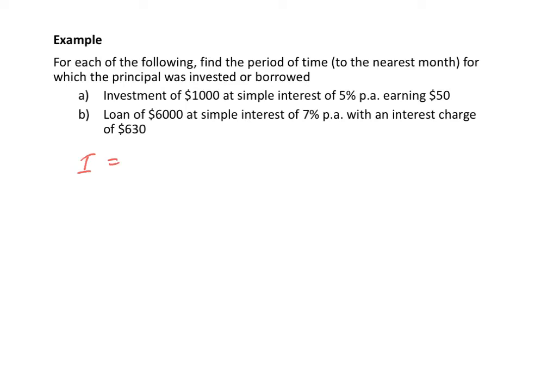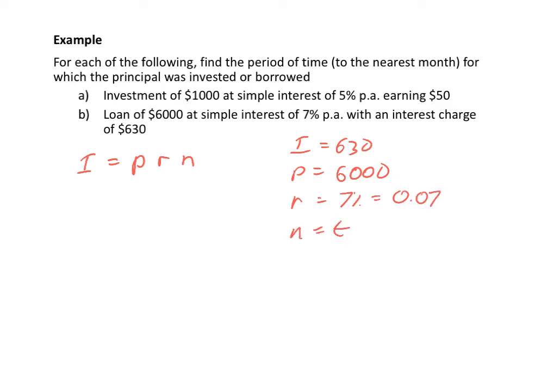So interest is equal to principal times the rate times the term, then write down the information that I do know. So interest was $630, principal was $6,000, my interest rate was 7%, which equals, when I divide by 100, 0.07, and I want to find the term of the loan. So now I can go back and substitute in the values that I do know into the formula. So 630 is going to equal 6,000 times 0.07 times the term.